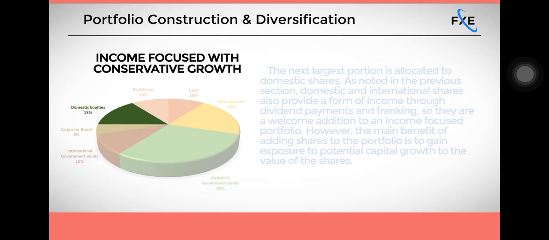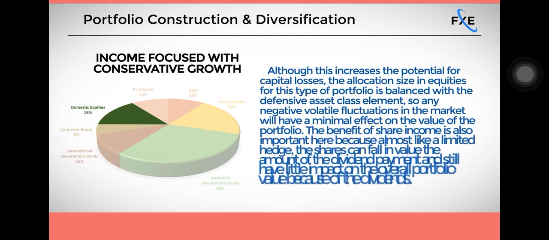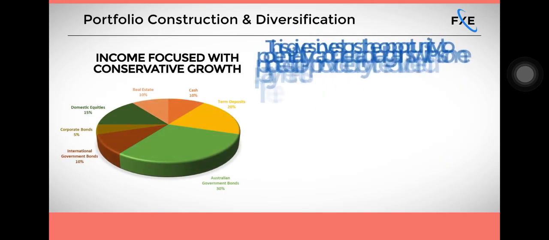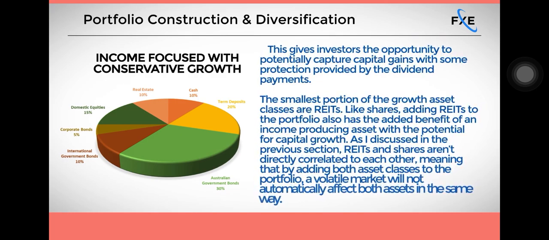value of the shares. Now, although this increases the potential for capital losses, the allocation size in equities for this type of portfolio is balanced with the defensive asset class element, so any negative volatile fluctuations in the market will have a minimal effect on the value of the portfolio. The benefit of share income is also important here because, almost like a limited hedge, the shares can fall in value the amount of the dividend payment and still have little impact on the overall portfolio value because of dividends. This gives investors the opportunity to potentially capture capital gains with some protection provided by the dividend payments.